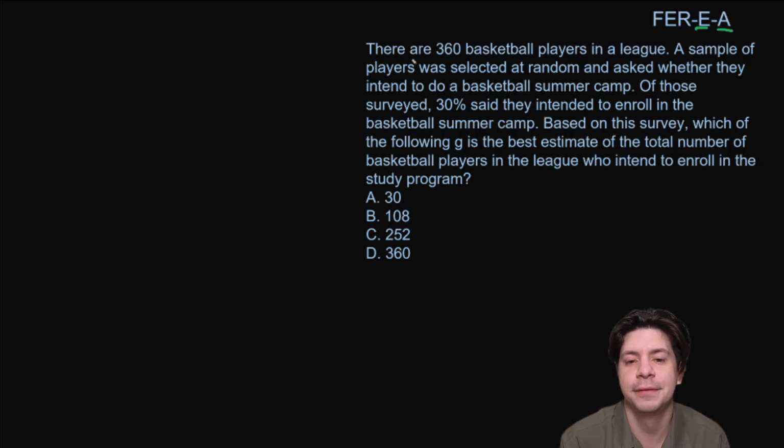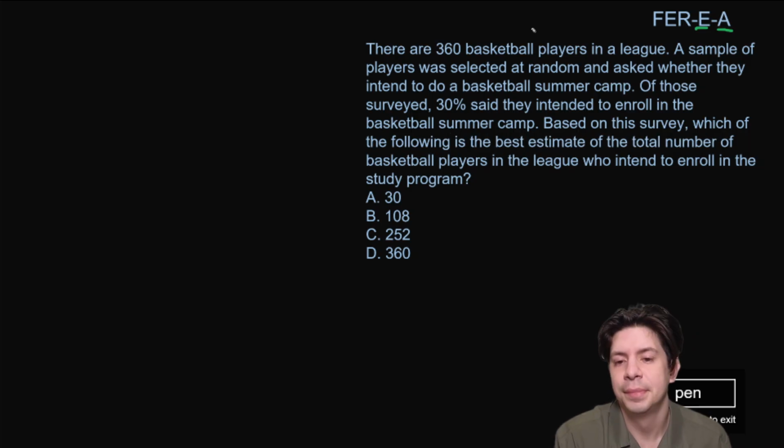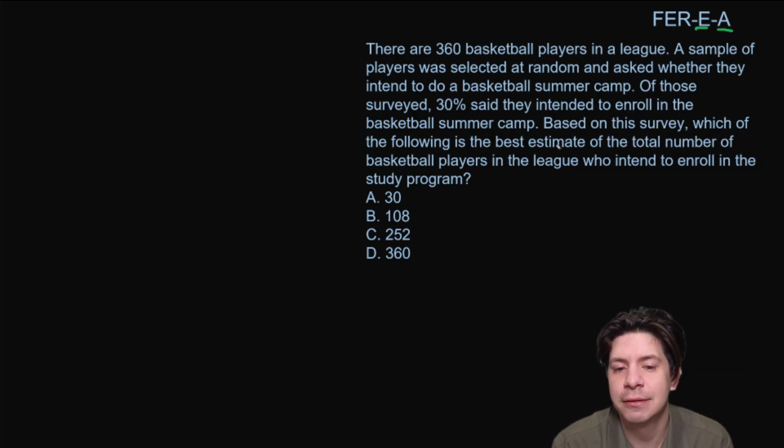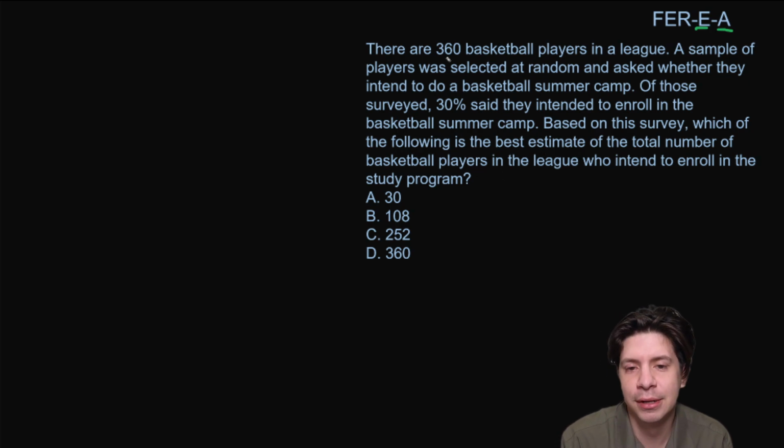So here we have, there are 360 basketball players in a league. A sample of players was selected at random and asked whether they intend to do a basketball summer camp. Of those surveyed, 30% said they intended to enroll in the basketball summer camp. Based on this survey, which of the following is the best estimate of the total number of basketball players in the league who intend to enroll in the study program? So we have 360 basketball players in the league and 30% said they intend to enroll.